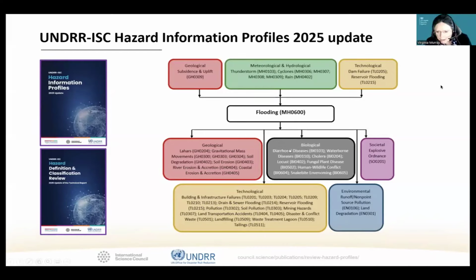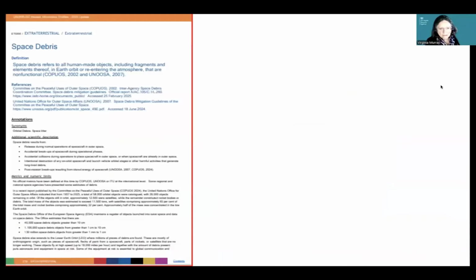But if you look at the biological hazards, which I know you're particularly interested in, you get diarrheal diseases, waterborne diseases, cholera, locusts, fungal plant disease, human-wildlife conflict, and indeed the risk of snakebite envenomation. So really important to think through these things when we're planning for it.